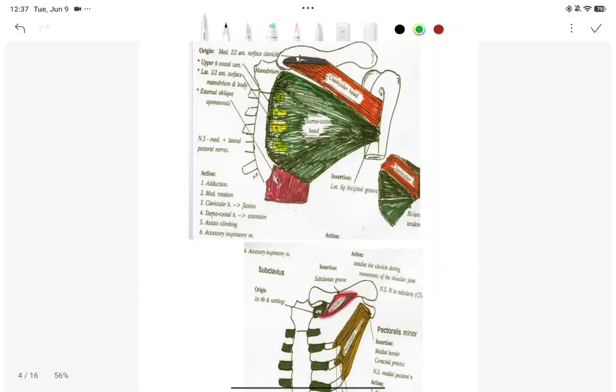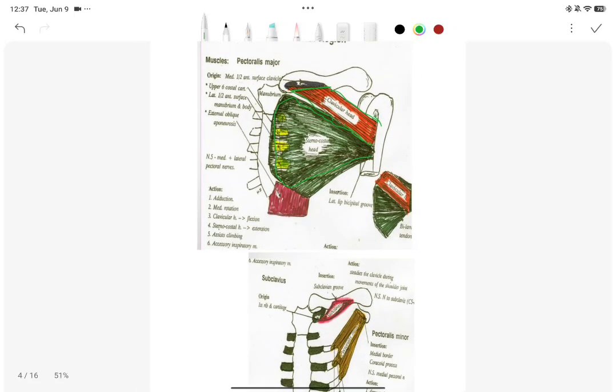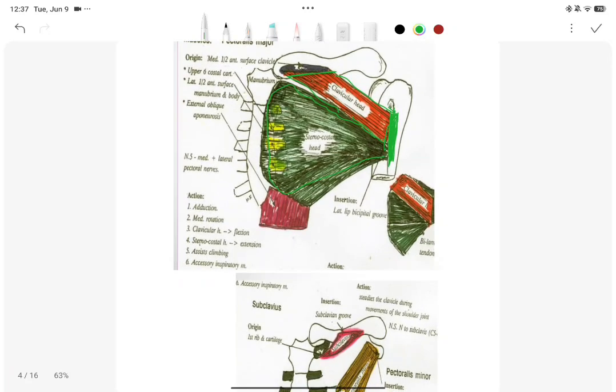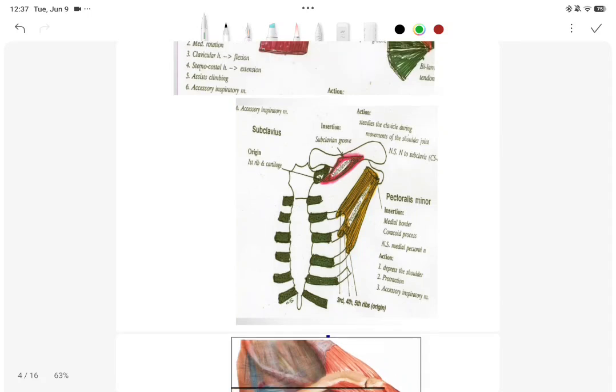Same figure. This is the sternocostal head of the pectoralis major, and there is the clavicular head, inserted in the lateral lip of the bicipital groove, or intertubercular sulcus. And this is the pectoralis minor, which originates from the external surface of the lateral part of the ribs near the costal cartilage junction.